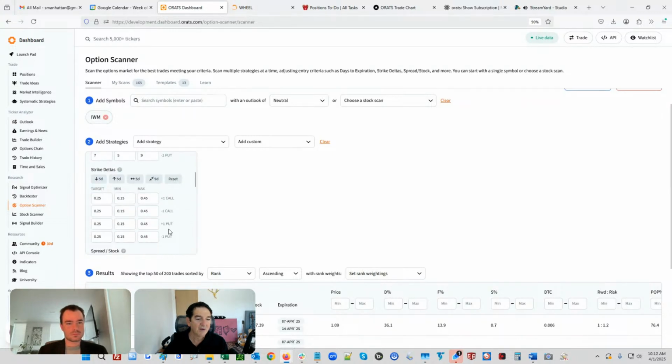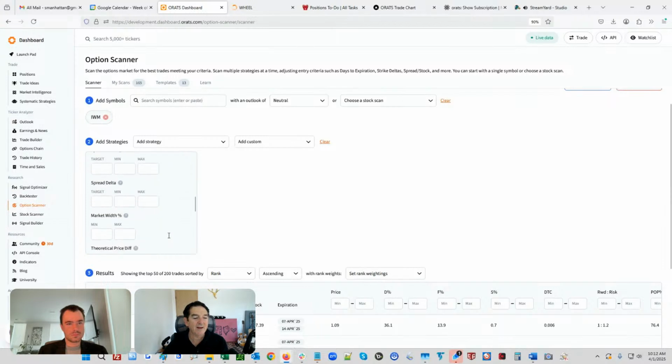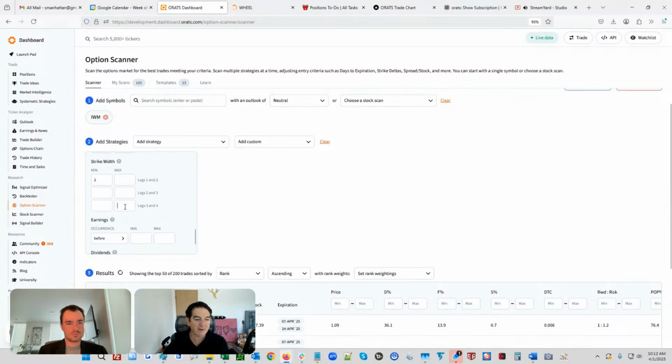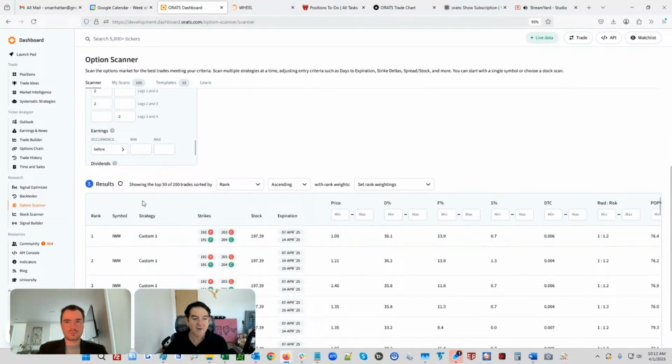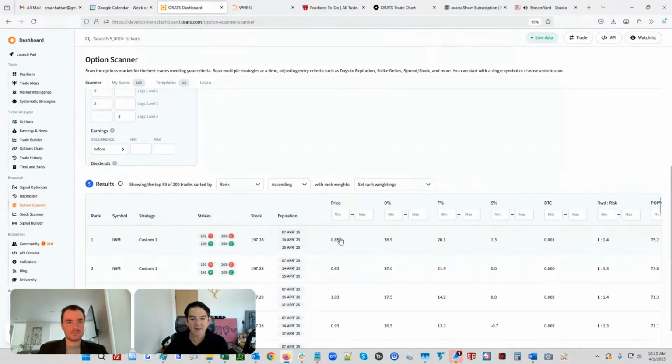So now the put that we're long needs to be smaller. So that's going to be the negative, so that's going to be the -2. And then this is going to be obviously 2. So let's see if that worked. You could see it scanning, and it looks like it did work. So let's take a look.